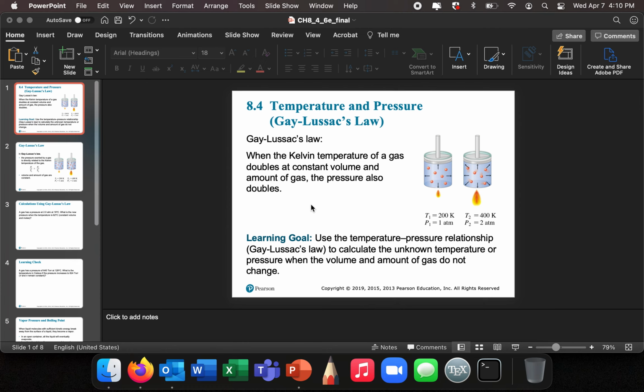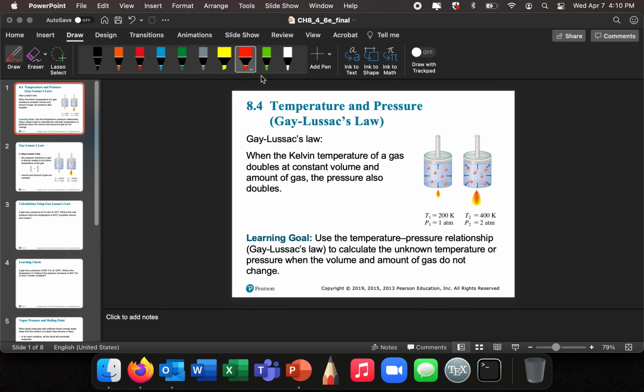Okay, so let's talk about the next gas law now. We're going to talk about the Gay-Lussac Law, and it relates temperature and pressure.